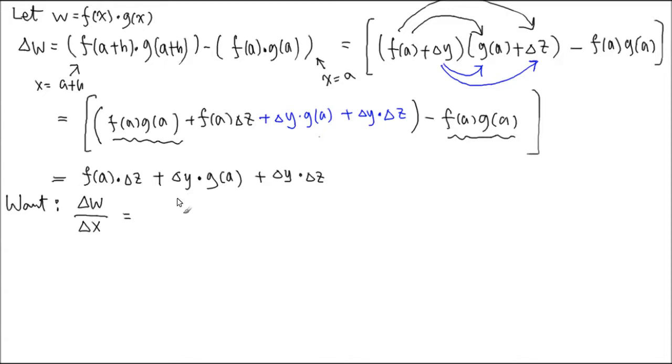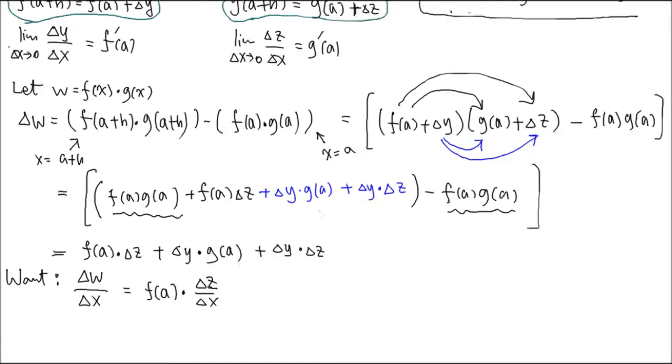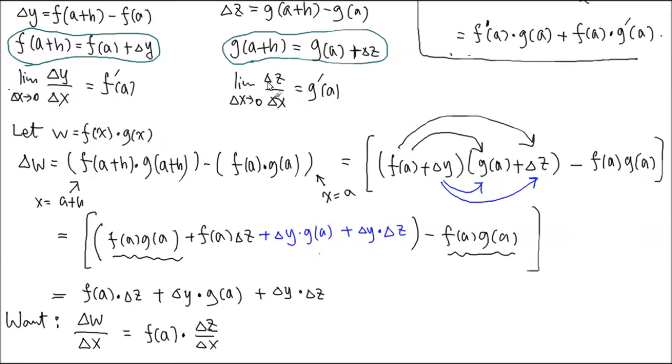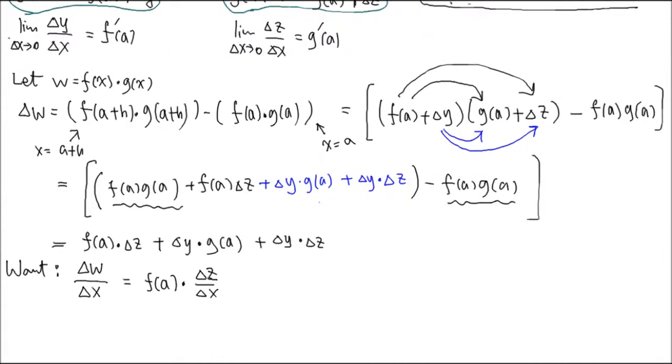f of a, there's no change. Do you see that f of a is not changing at all? So you will leave it there. And let's put that delta x underneath delta z. Why is that a good idea? Because we know nice behavior about that guy, right? Delta z divided by delta x. What's the behavior? It exists and it goes to a number known as g prime of a, right? So you just try to stack up delta over delta. That's a good idea.